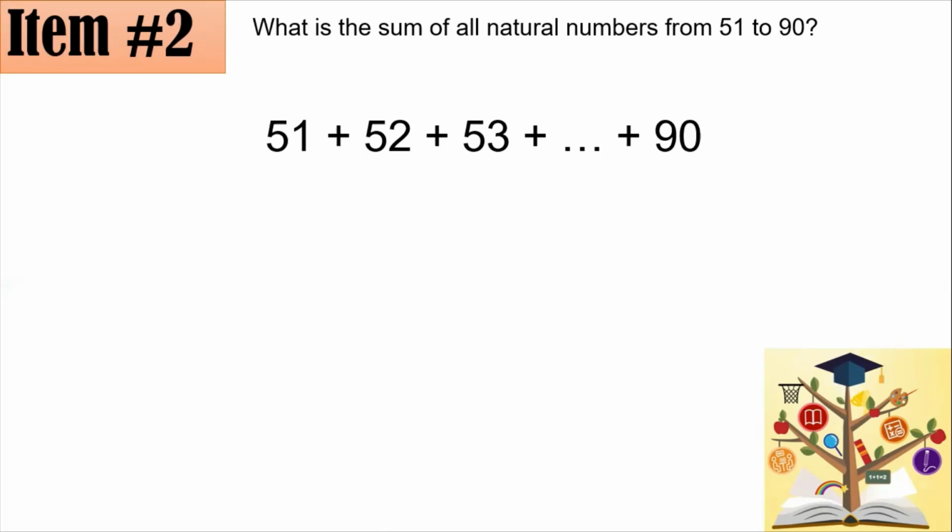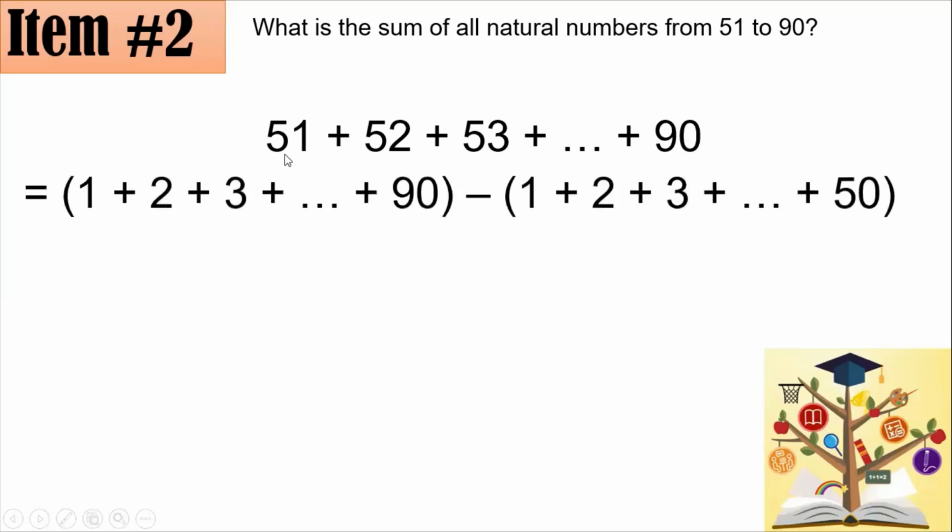Okay, let's see. So you could see that we are looking for the sum of the natural numbers from 51 to 90. And to do such, we could take the sum of the first 90 natural numbers, that's 1 plus 2 plus 3 all the way until plus 90. But you could see that this series does not include the sum of the natural numbers from 1 to 50.